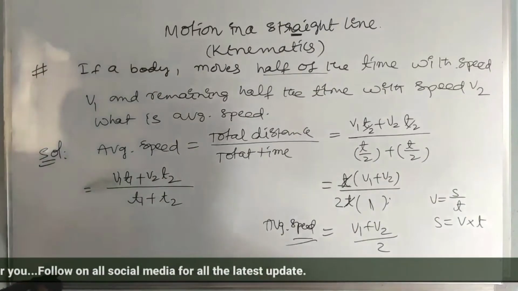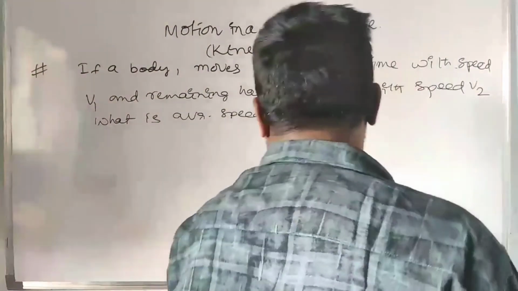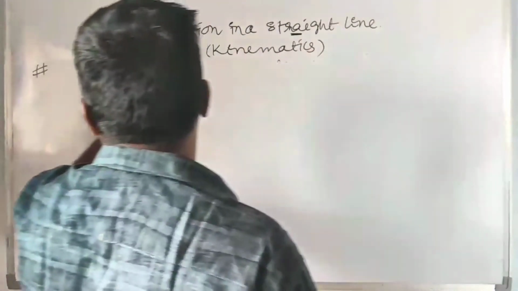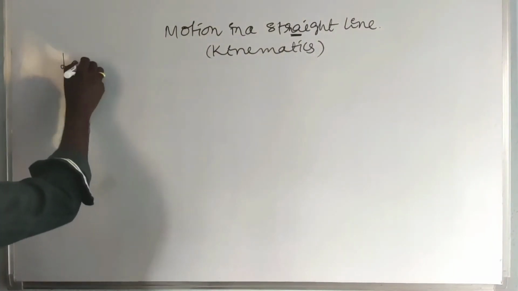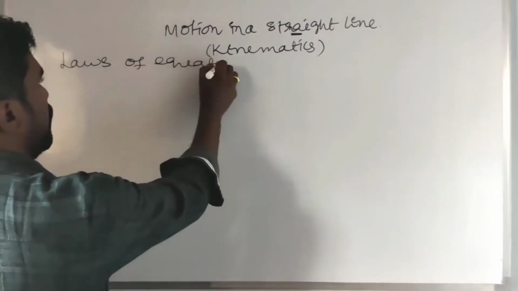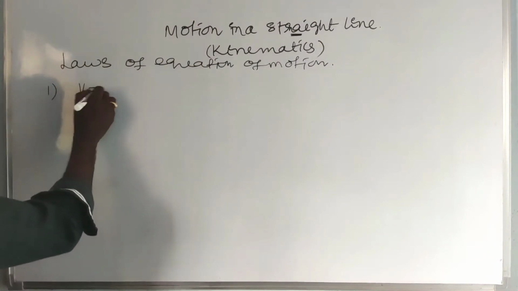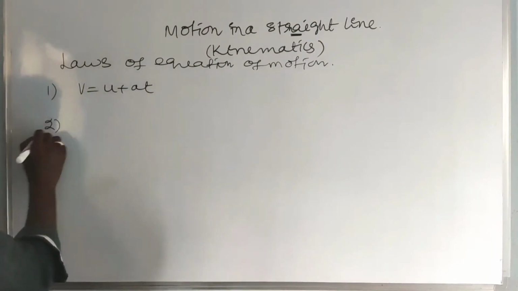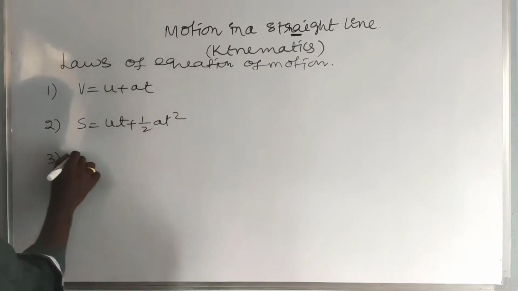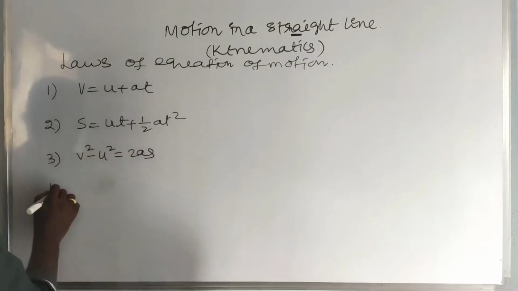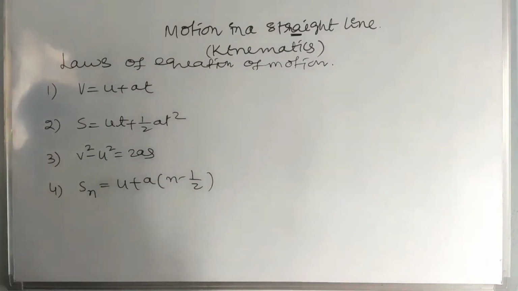So these are the types of the average speed and similarly average velocity. Now the motion of the object we are studying, we need to find some of the laws of equation of motion. So what are the laws of equation of motion here? The first equation is V is equal to U plus AT. The second one is S is equal to UT plus half AT square. And the third one is V square minus U square is equal to 2AS. And the fourth one is Sn is equal to U plus A into N minus 1 by 2. So these four equations are laws of equation of motion.